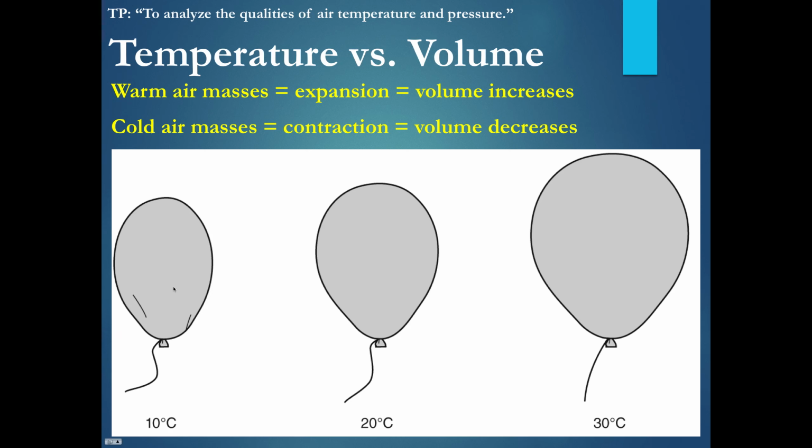Looking at this diagram, we have three balloons. As you go from right to left, the temperature increases by 10. Notice that the balloon becomes bigger, so it actually expands, and the volume gets bigger. It's going to increase. Reverse, if you're going from left to right, we see that the balloon gets smaller, and the volume would decrease, and the balloon begins to contract and get smaller.